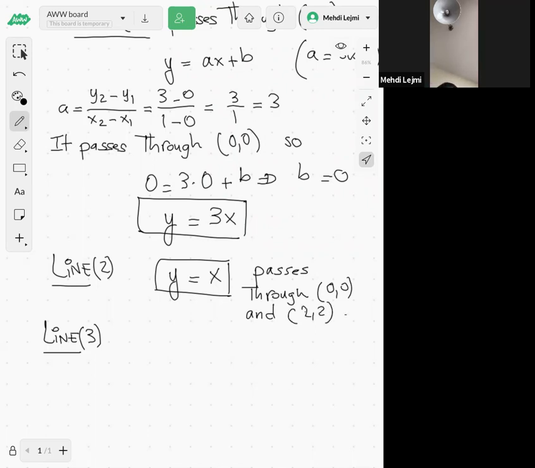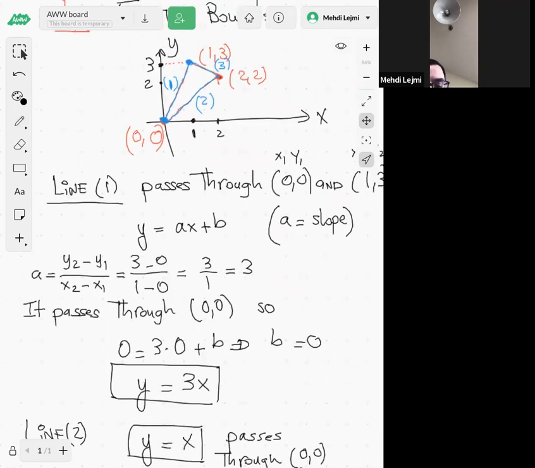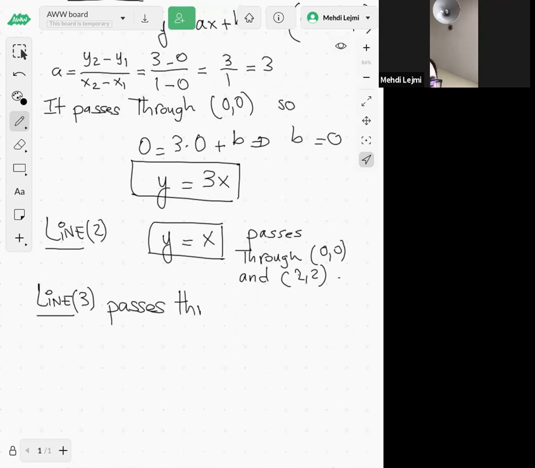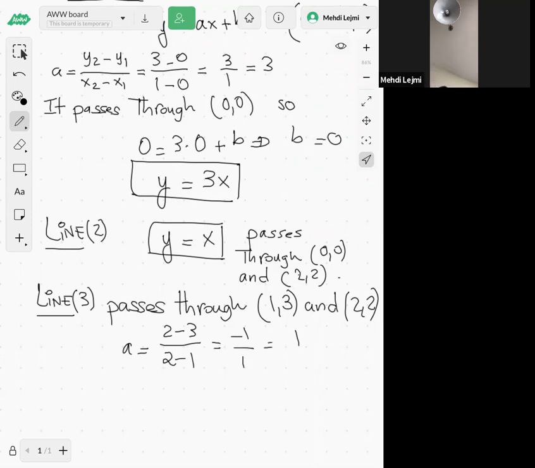Just be careful with the third line. It's the one passing through 1, 3 and 2, 2, right? So it passes through 1, 3 and 2, 2. Then the slope A would be the difference between the y's, so 2 minus 3, over the difference between the x's, so 2 minus 1, right? So it's -1 over 1. So it's -1. That's your slope. Your b, just pick a point.